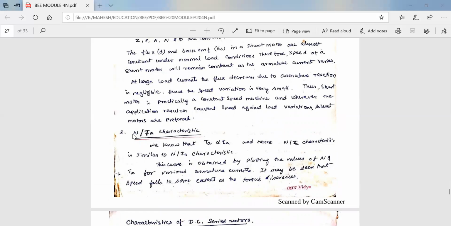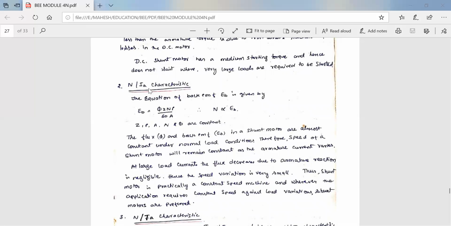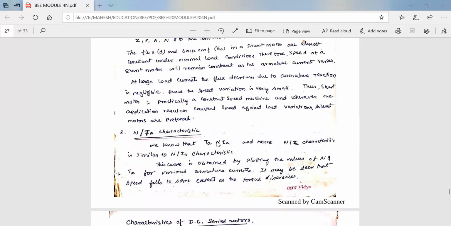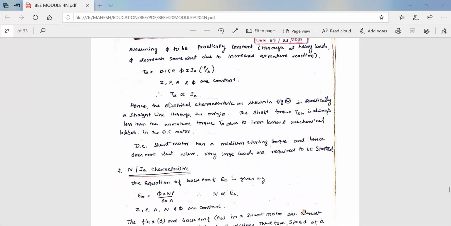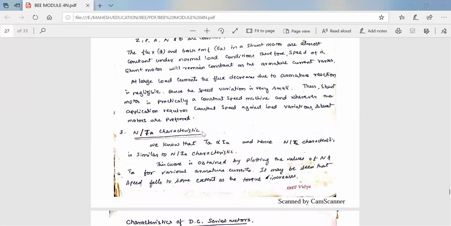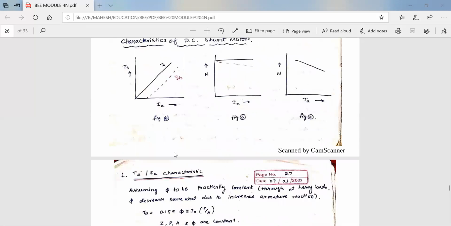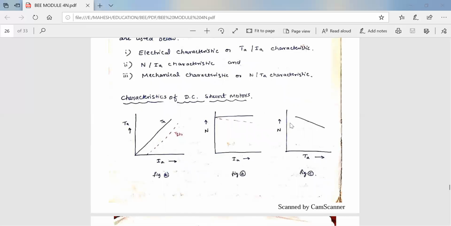Next one is the variation of speed with respect to the armature torque. On observing the previous characteristics, we know that Ta is proportional to Ia. Based on this observation, the variation of speed with respect to armature torque is similar to the variation of speed with respect to Ia characteristics. These two are almost the same. As the armature torque varies, the speed of the motor is also going to vary.